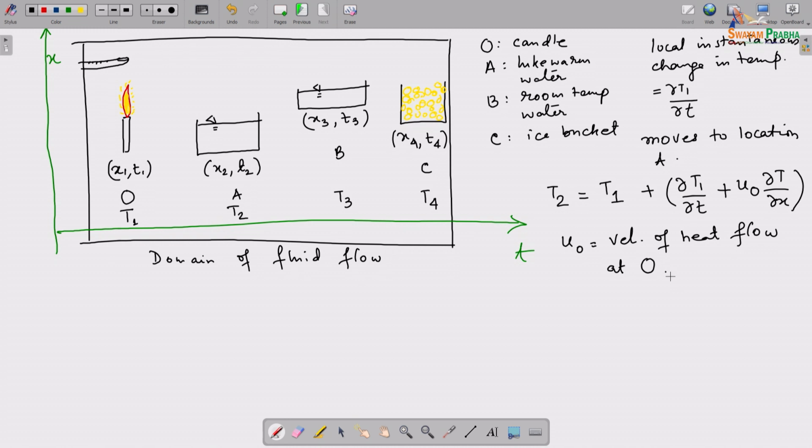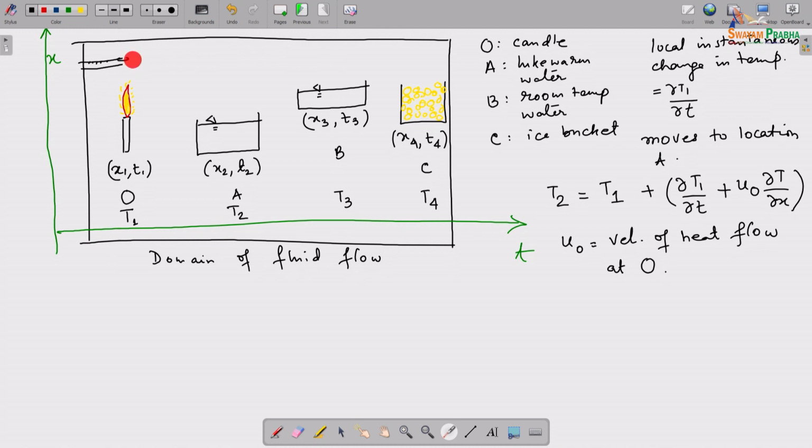So, what I do is I take my finger, which is at location O. It has the temperature T1. So I bring my finger in, at location O, with temperature T1. The next thing I do is I move my finger through the candle, due to which there is an instantaneous change in the temperature, which is delta T1 delta T.